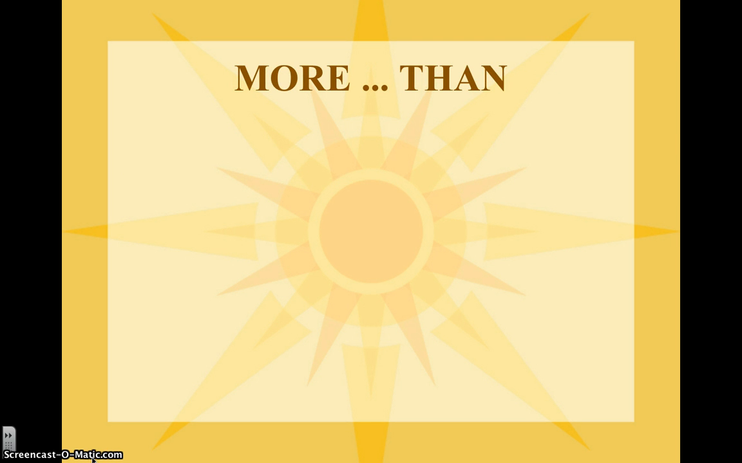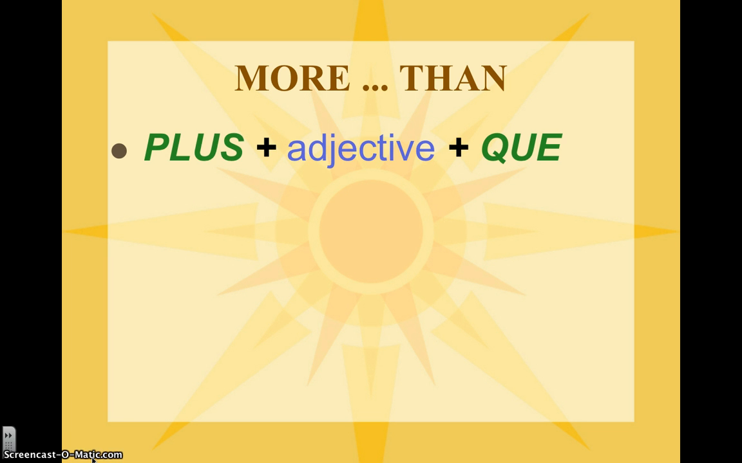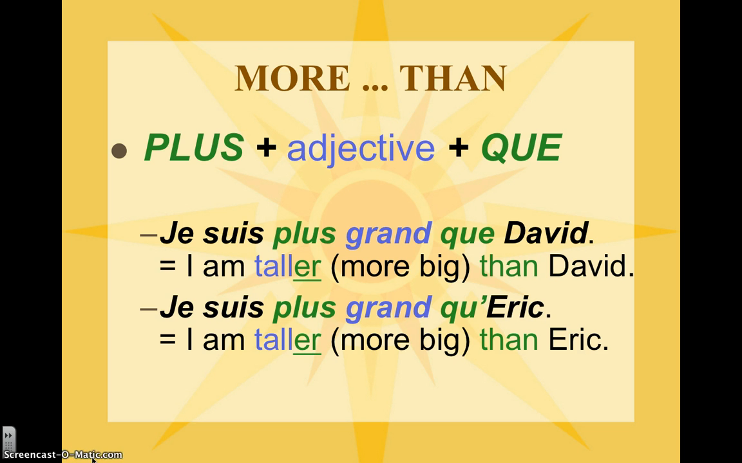So, in French, if I want to say "more than," I use the construction plus plus the adjective plus que. Here are two examples: Je suis plus grande que David. Je suis plus grande qu'Eric. Notice that que changes to qu' with an apostrophe when the next word starts with a vowel.